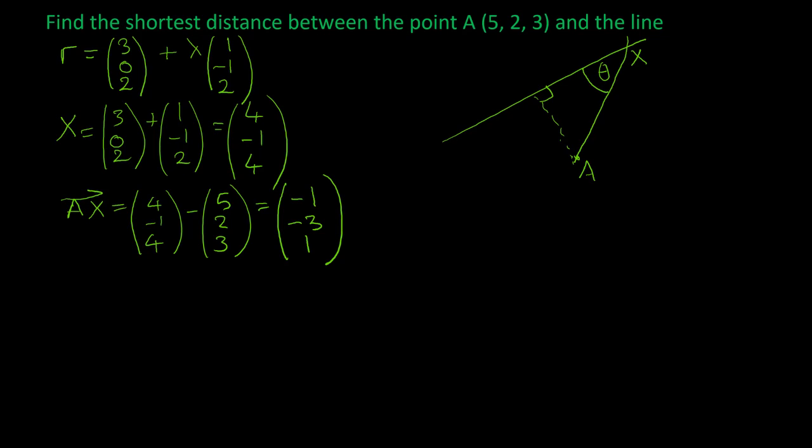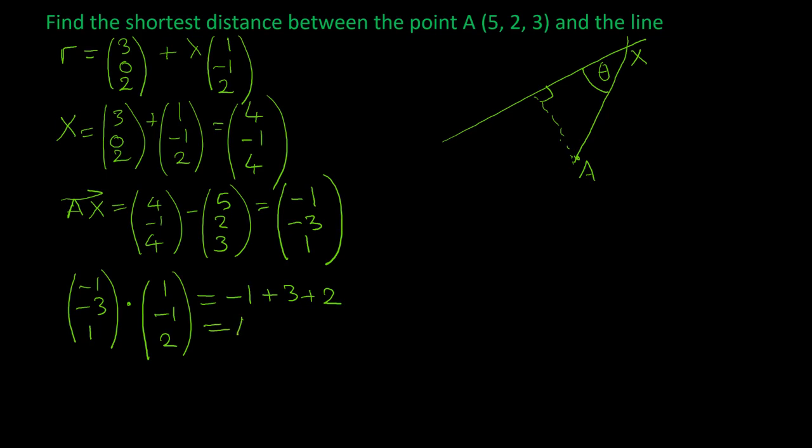And then we're going to use that formula that we had before. So we need to find the dot product of AX and r. So that's going to be the minus 1, minus 3, 1 that we have just found, times 1, minus 1, 2. So that's going to give us minus 1 plus 3 plus 2. So that's going to give us 4.